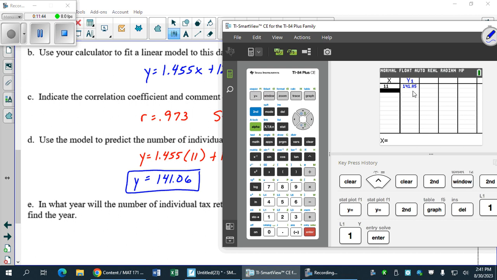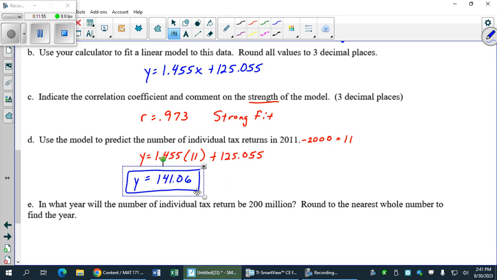In the calculator, which is actually an even better answer in this particular problem, because the calculator hasn't done any rounding whatsoever until the very end. So 141.05 is a better representation. So I'll just make a note here that the calculator answer from the table is giving you 141.05 million tax returns. Okay, either one's acceptable.